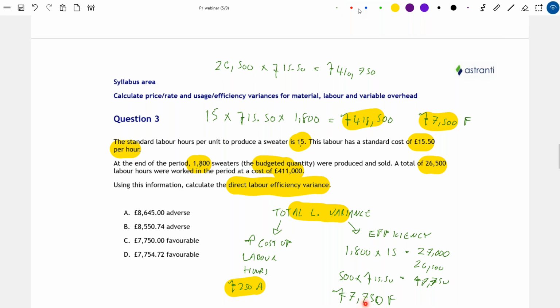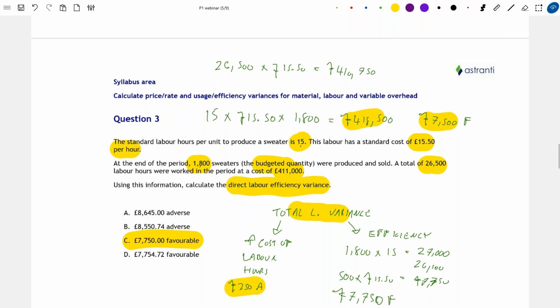So £7,750 favourable minus £250 adverse is equal to £7,500 favourable overall. So we can see that our answer is C. So even though in terms of our labour efficiency, we saved £7,750, we actually lost £250 because our labour cost more than we thought it would. So between the improved efficiency and the less good cost of labour hours, this means that overall we saved £7,500 on labour compared to our budget.